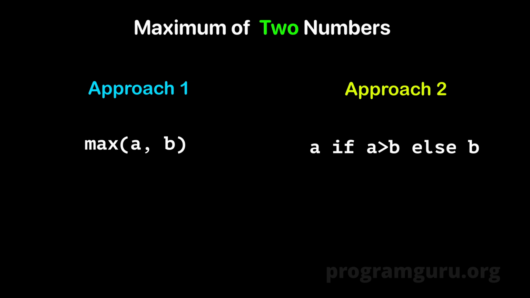The second approach is to use conditional or ternary operator, where we return a if value in a is greater than that of in b, else we assign with the value in b. Now, let us see an example for each of these approaches.